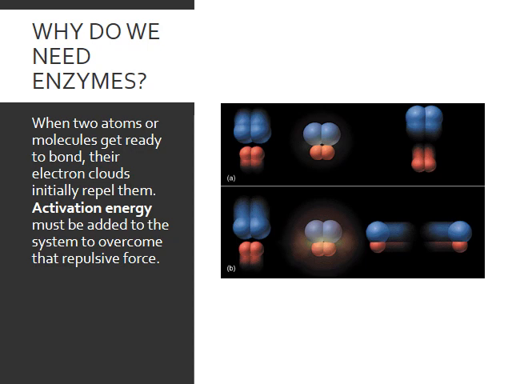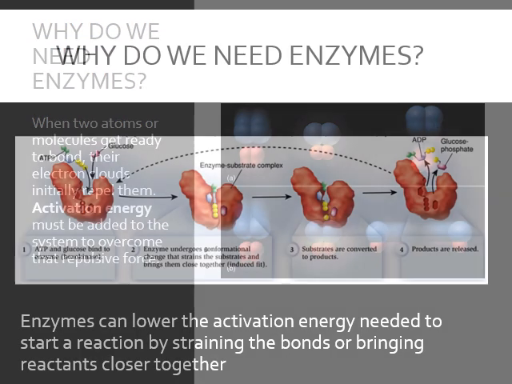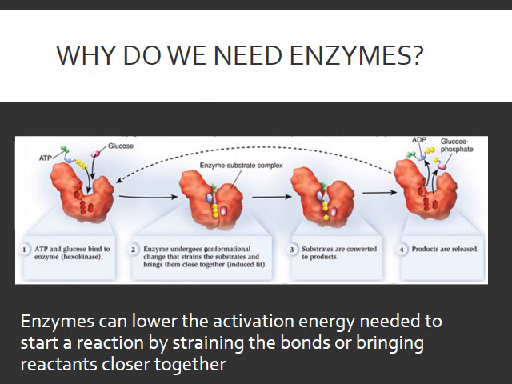So the point of enzymes is to overcome that repulsive force. You have to add it. What enzymes do is they lower the amount of energy you need to overcome that bond. They lower the amount of activation energy you need. They make it easier. So enzymes decrease the activation energy necessary for a reaction to occur, which is what this slide says.